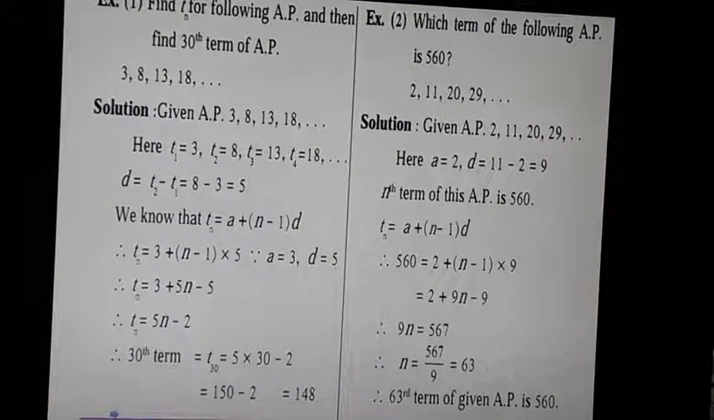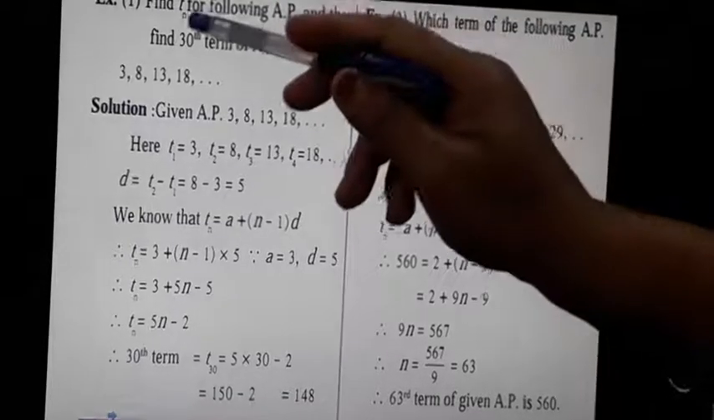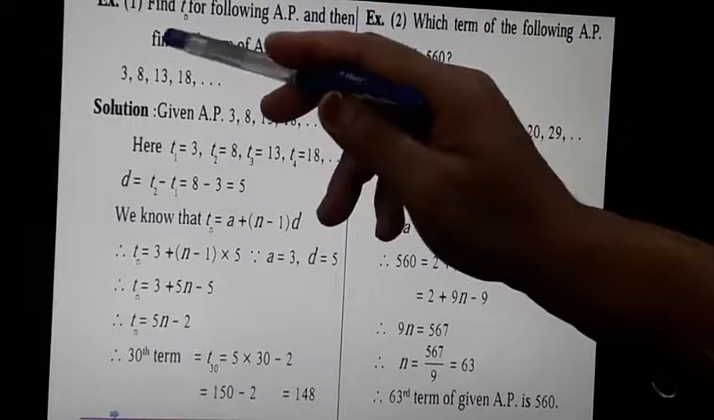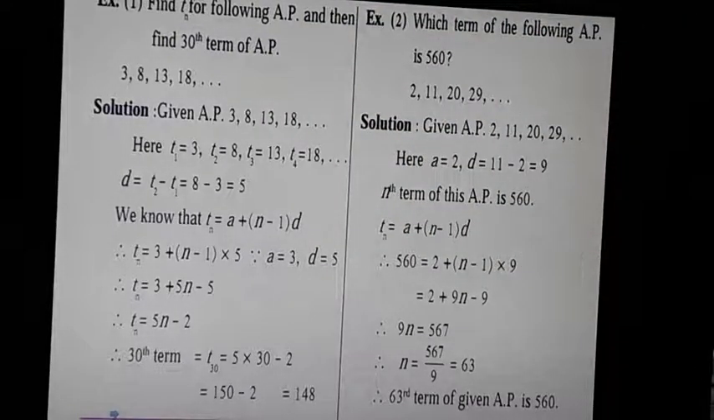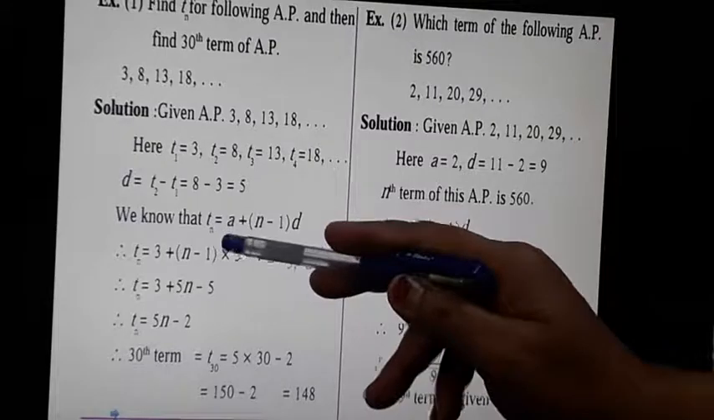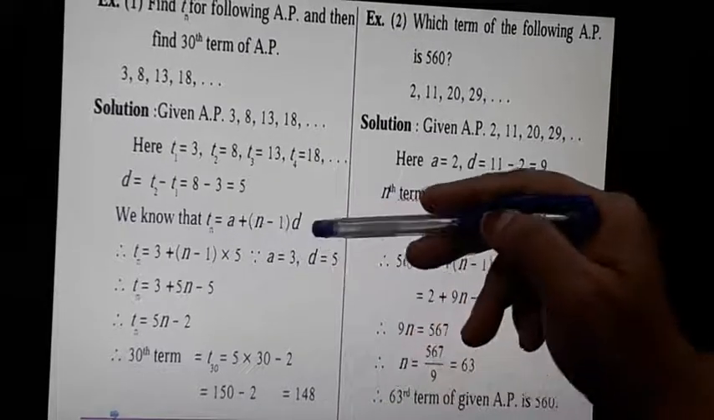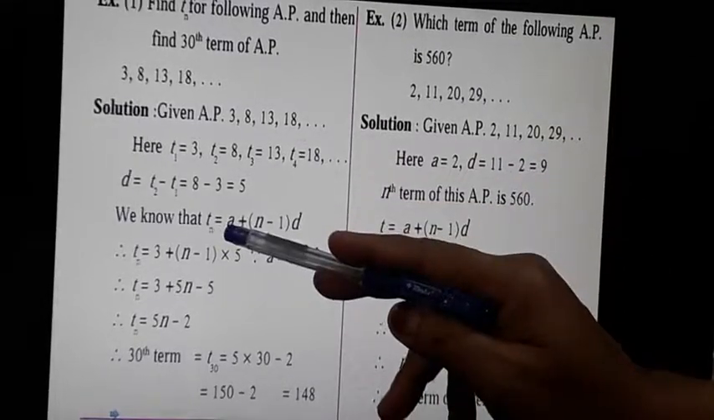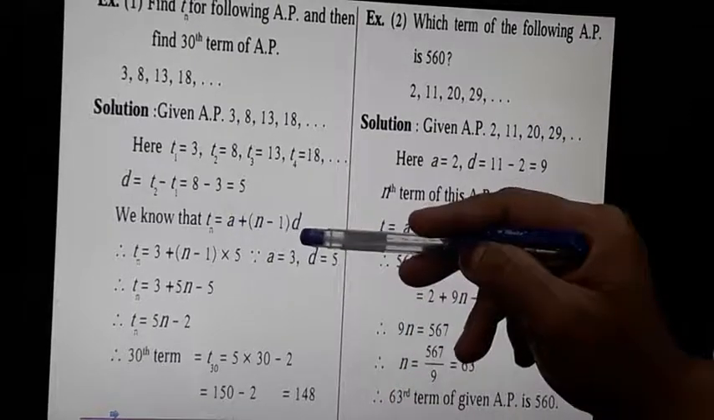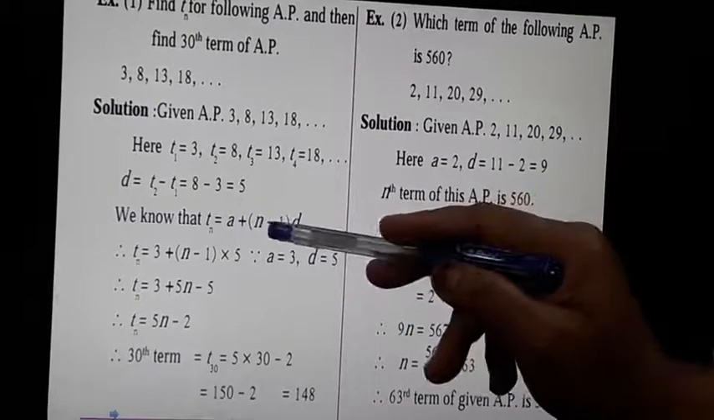Now see next here. On your screen, the questions given are: find D, find T of N for the following AP, and then find the 30th term of the AP. Now see T of N. If such a type of question comes, you have to make use of this formula. T of N is equal to A plus N minus 1 into D. A will be your first term, D will be your common difference, and N will be your nth term.